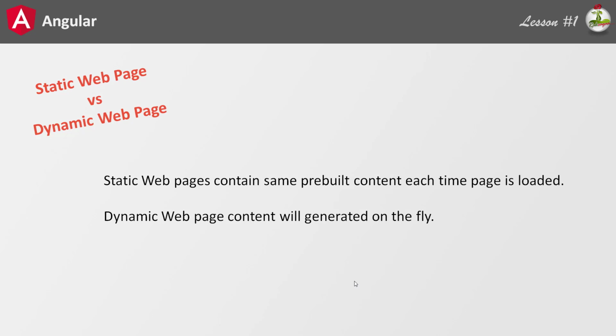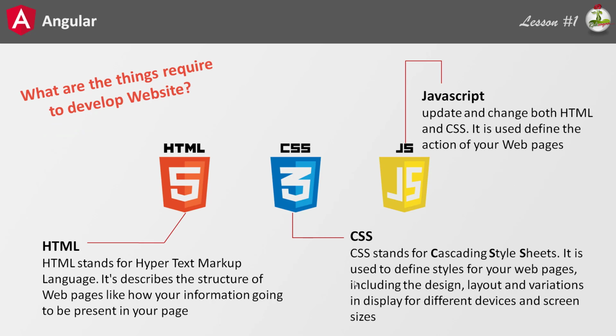Okay, so how are we going to create a web page and what are the things we have to concentrate on? These are the jargons we have to understand when we are going to develop web pages. These are the three main elements to develop a web page or website. What is HTML? It's Hypertext Markup Language to define your web page layout. It describes the web page structure, how it looks and how your information is going to be populated in your page. Then CSS.